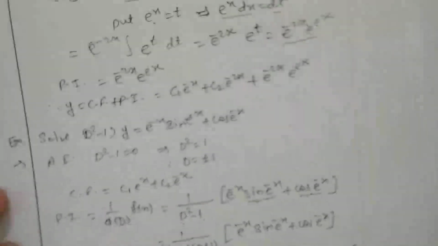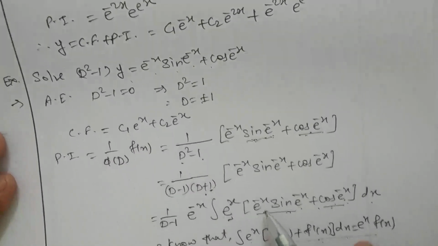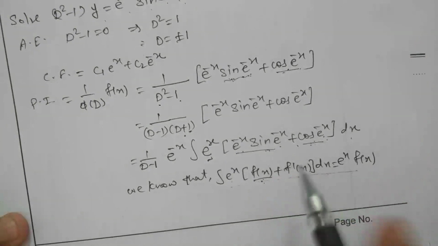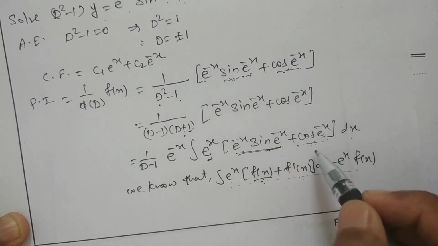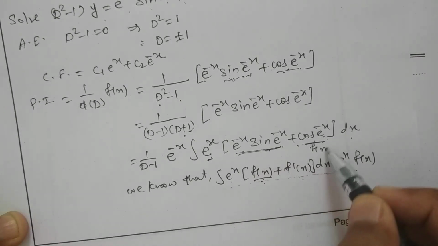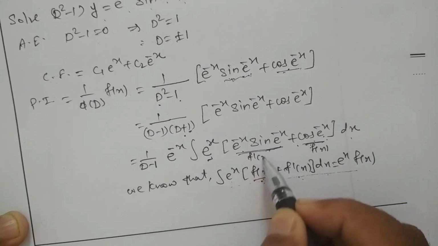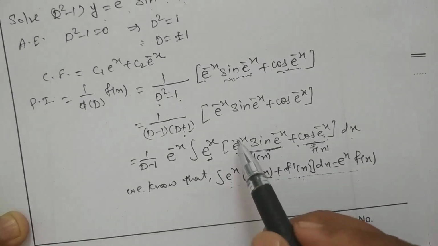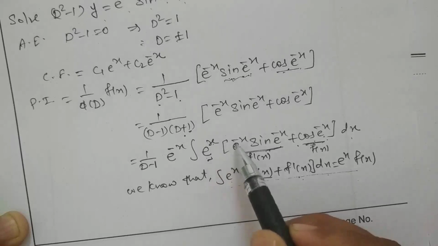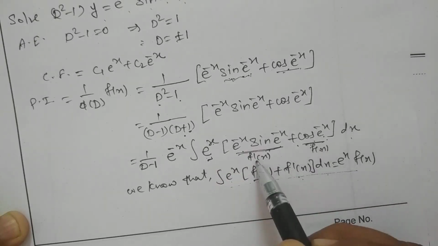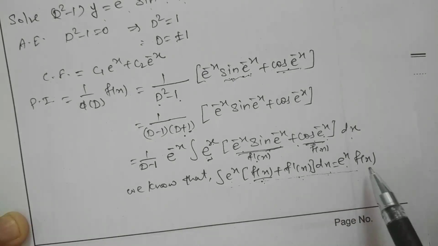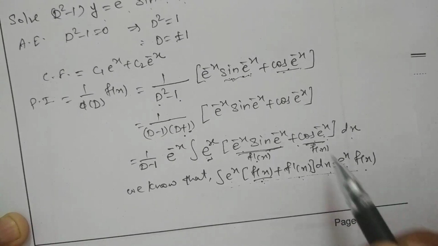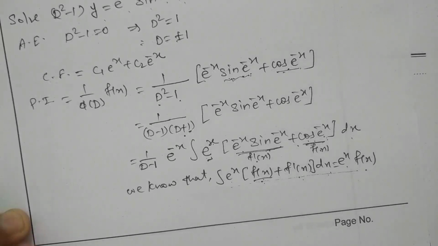That means if you consider this as f of x, then we get this term as f dash of x. So we can use the formula: integration of e raised to x inside the bracket f of x plus f dash of x. According to the formula, this is equal to e raised to x into f of x. So e raised to x into cos of e raised to minus x.